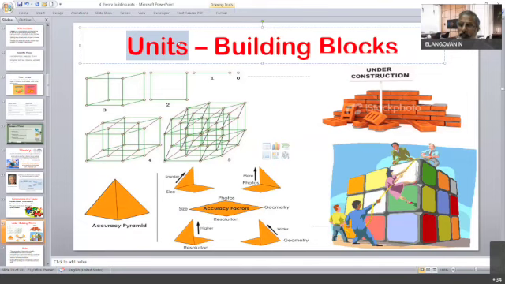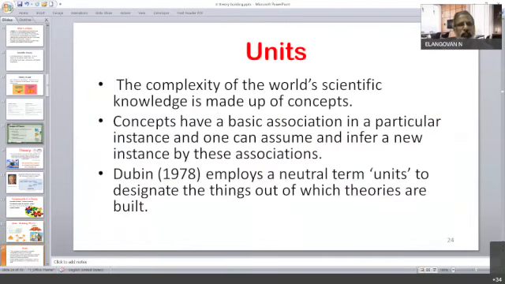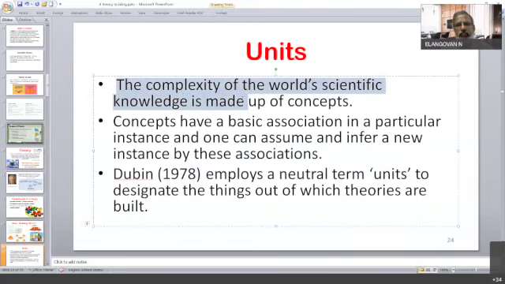So in research, sometimes the single question that you ask, what is your age? That is a unit. So unit is the building block of the theory. So what is a unit? The entire world's scientific knowledge is made up of small concepts. Okay, each one. For example, even Newton's theory.